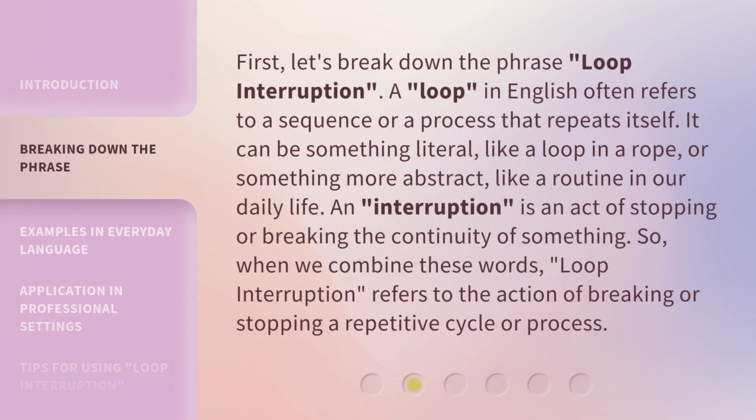First, let's break down the phrase, loop interruption. A loop, in English, often refers to a sequence or a process that repeats itself. It can be something literal, like a loop in a rope, or something more abstract, like a routine in our daily life. An interruption is an act of stopping or breaking the continuity of something. So, when we combine these words, loop interruption refers to the action of breaking or stopping a repetitive cycle or process.